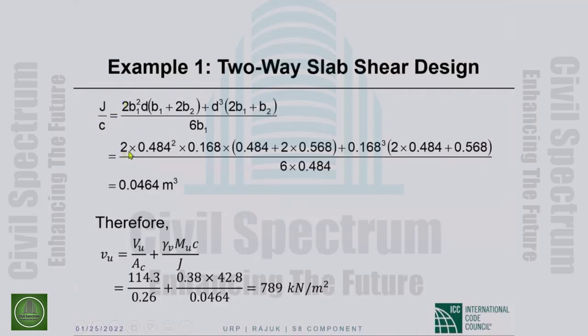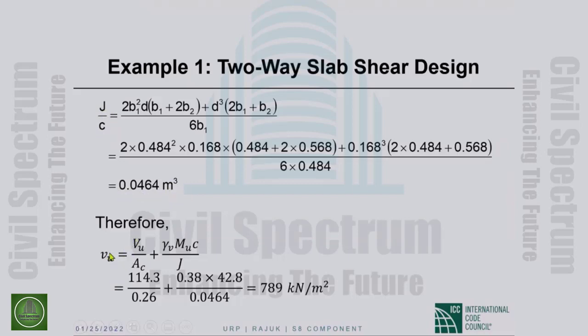So b1 is 484, d is 168, b1 484, b sub 2 is 568, d is 168, b1 484, b2 568, b1 484. So all of that gives us a J over C of 0.0464. This is meter cubed. J is meter to the power 4. C is meter. So this is cubic meter.